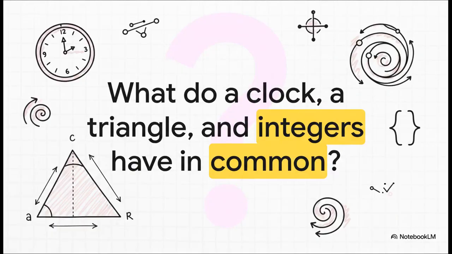All right, so let's kick things off with a little puzzle. What could a clock, an equilateral triangle, and all the whole numbers possibly have in common? I know, right? They seem like they're from different planets. But trust me on this. By the end of our chat today, you're going to see this beautiful, elegant connection that ties them all together.